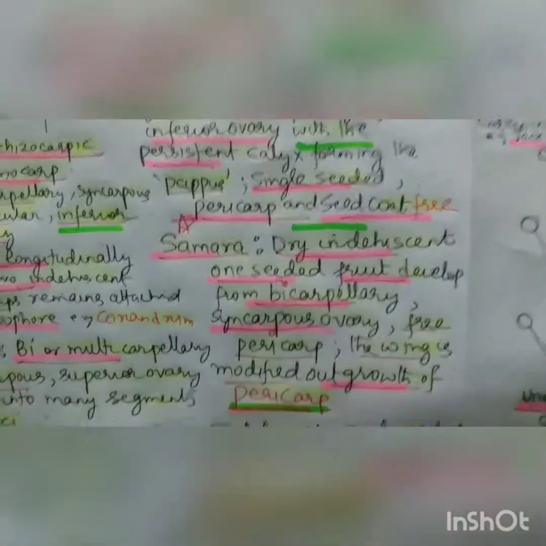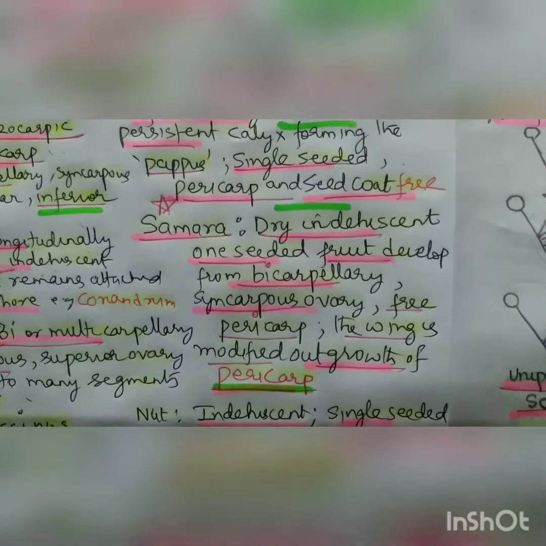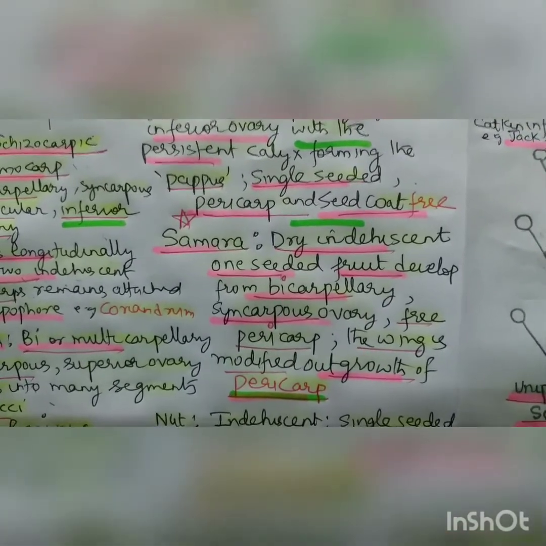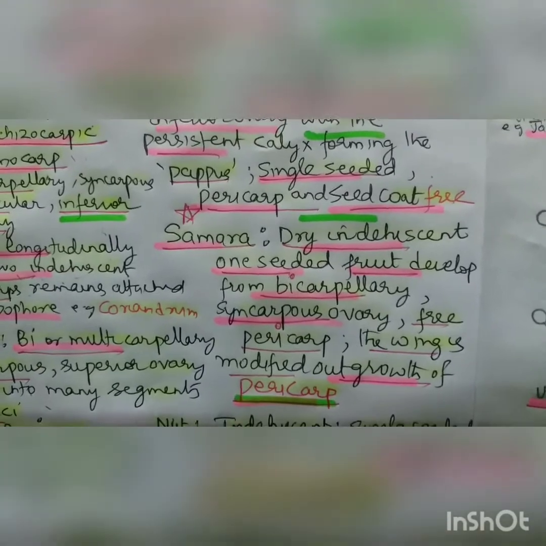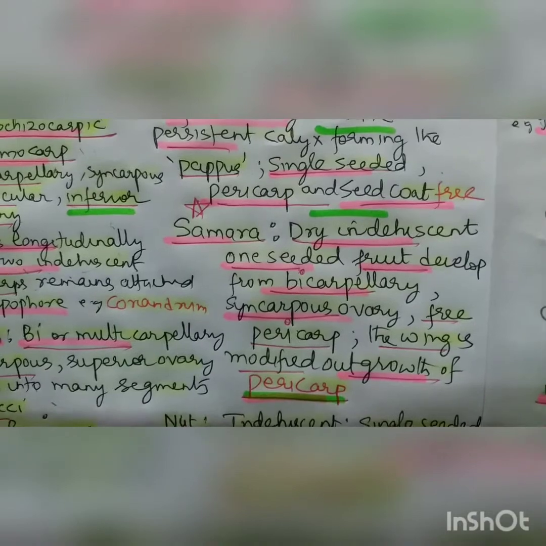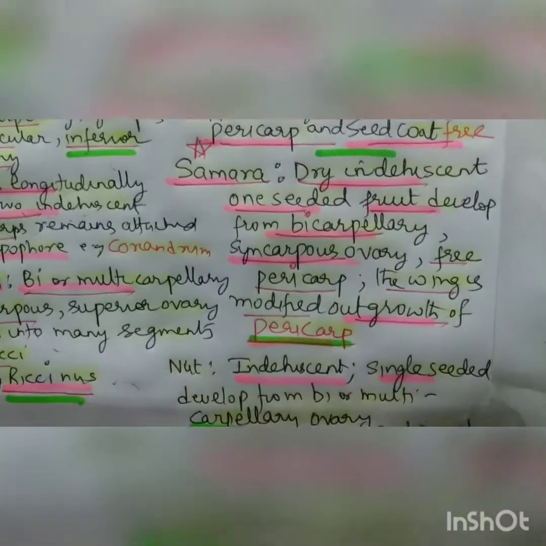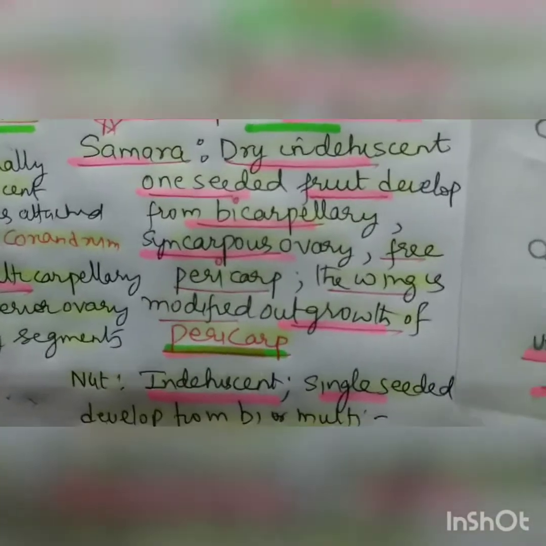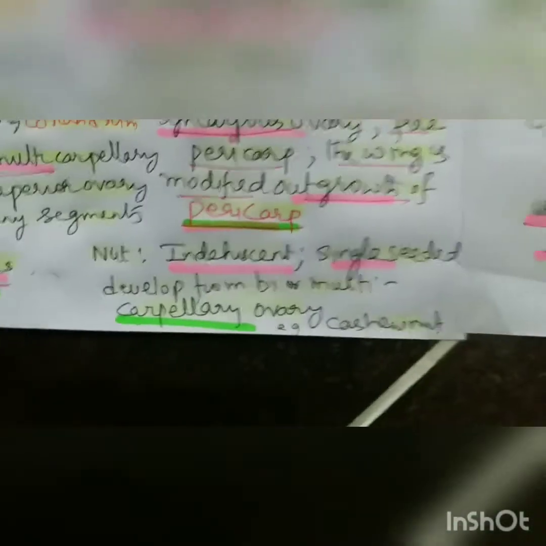Then we have Samara. It is a dry indehiscent one-seeded fruit developed from the bicarpellary syncarpous ovary, free pericarp. The wings are a modified outgrowth of pericarp. This is very important. A question will come: in Samara the wings are modified outgrowth of pericarp.